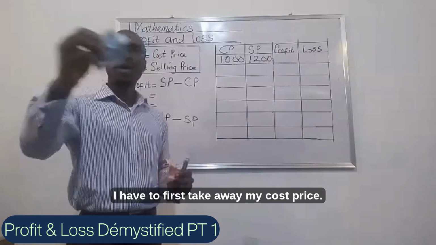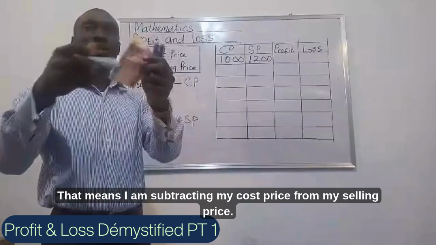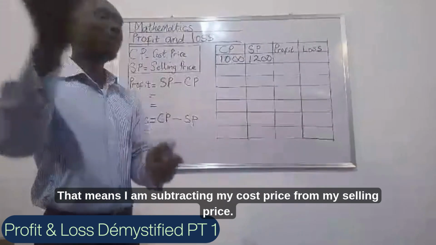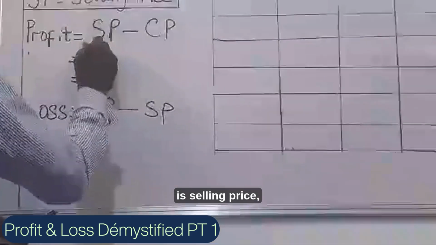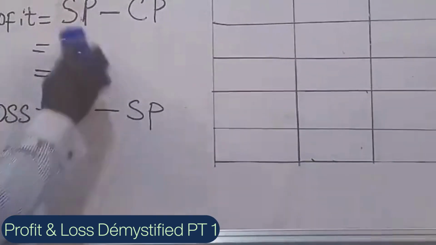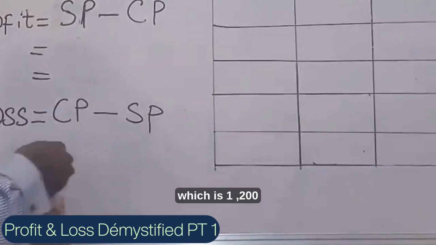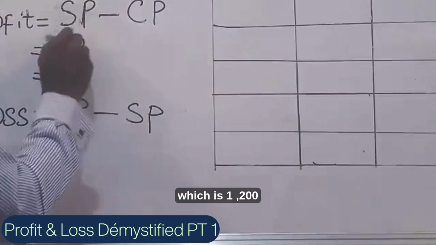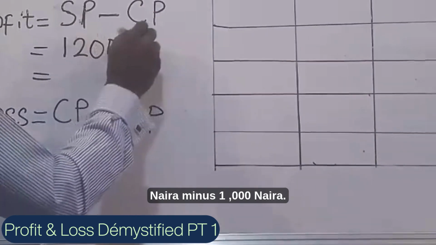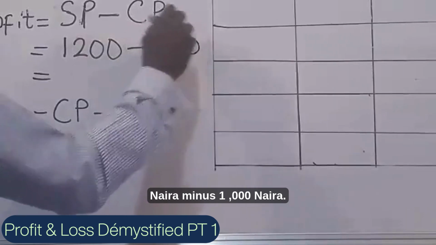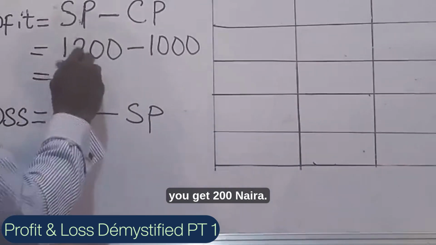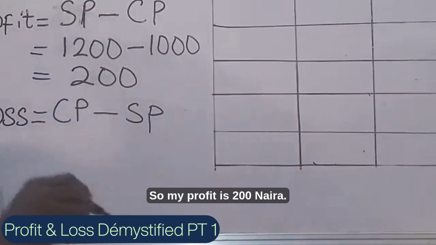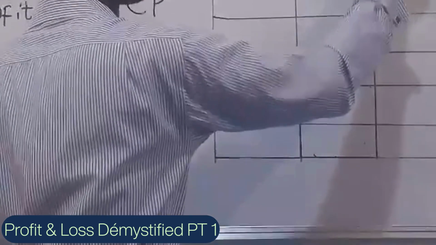I have to first take away my cost price. That means I'm subtracting my cost price from my selling price. So profit is selling price, which is 1,200 naira minus 1,000 naira. Now, if you calculate this math, you get 200 naira. So my profit is 200 naira.